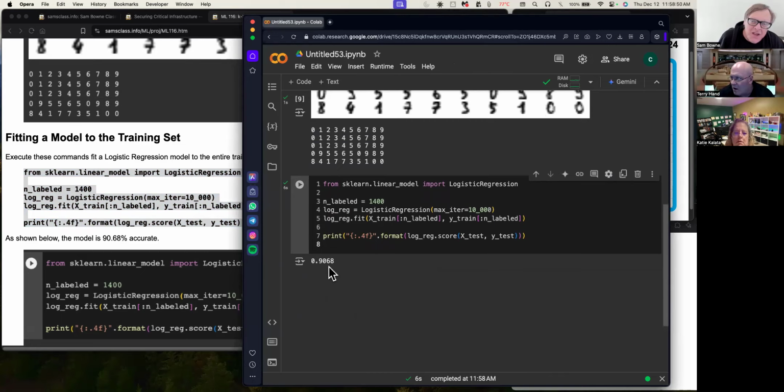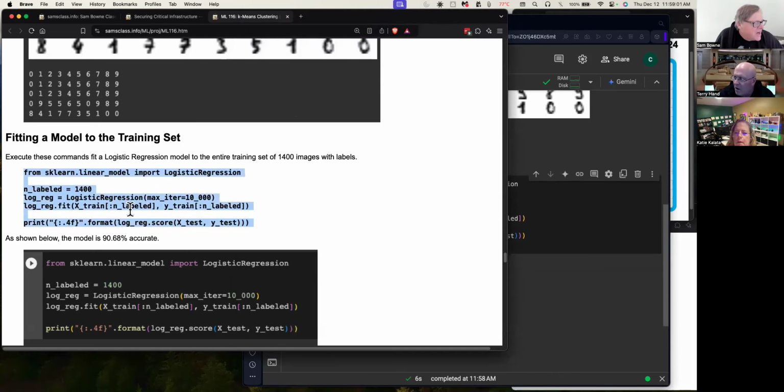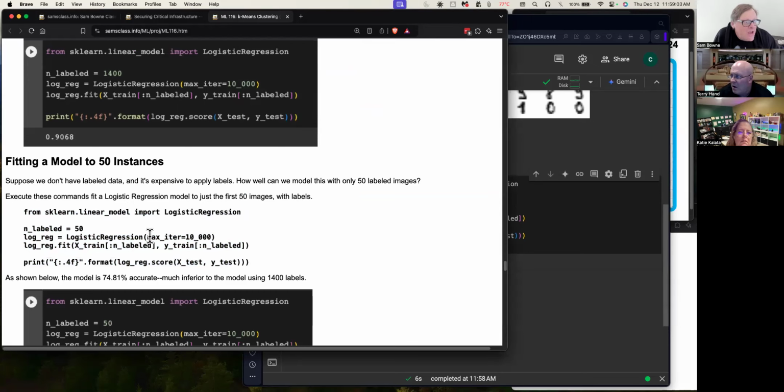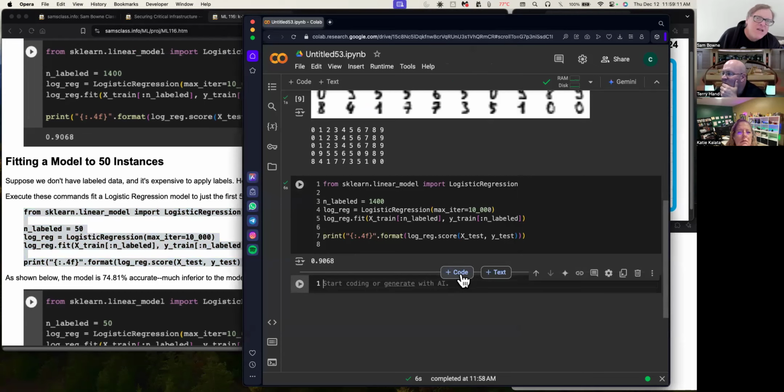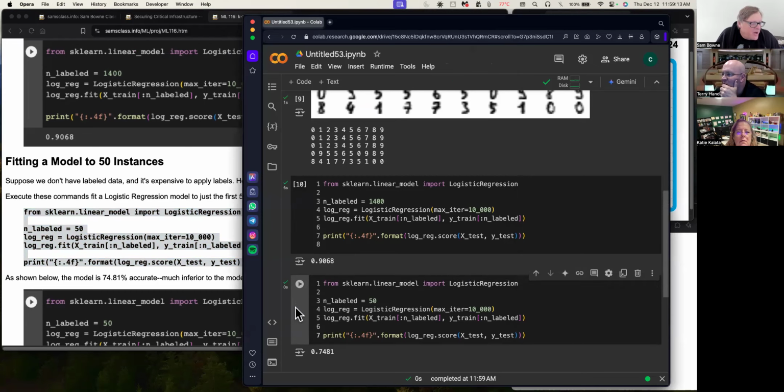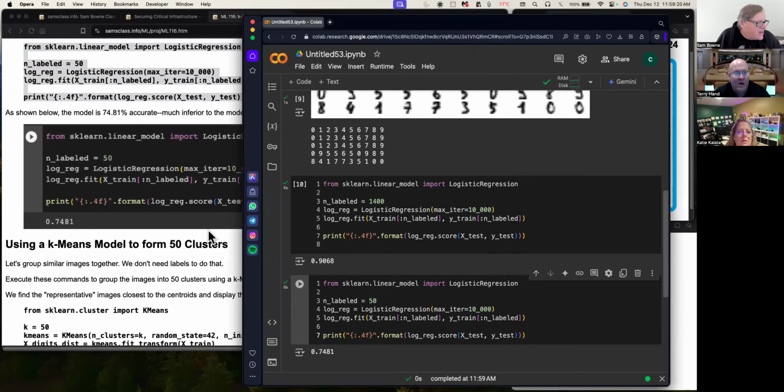Now, consider a realistic situation where you get a bunch of images from somewhere and you don't have labels, and you have to pay somebody to read those and label them. You don't want to pay people to label all those images. So could you get away without labeling them all? Well, here's what happens if I just train the model on the first 50 images instead of all 1,400, because I only wanted to pay for 50 of them to be labeled by humans. Now I'm down to 75% correct. Of course, I didn't have enough examples to do a good job training the model.